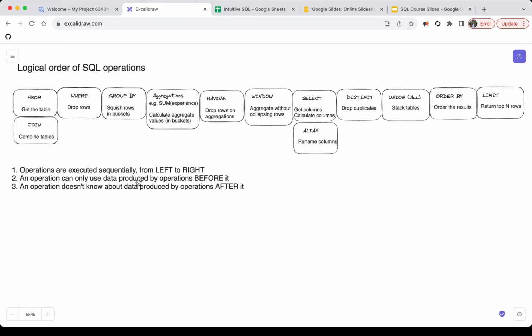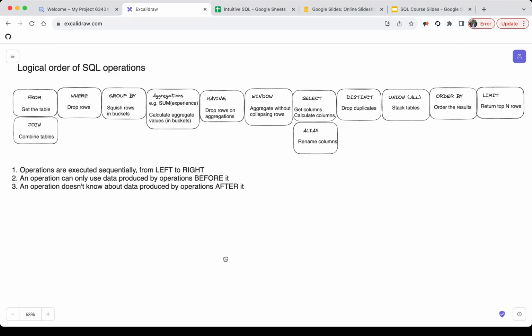And there are three simple rules for you to understand this schema. The first rule is that operations are executed sequentially from left to right. The second rule is that each operation can only use data that was produced by operations that came before it. And the third rule is that each operation cannot know anything about data that is produced by operations that follow it.